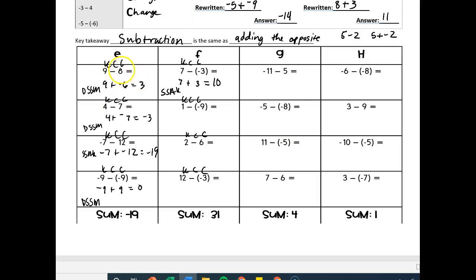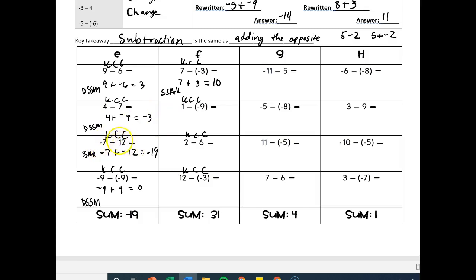So 9 minus 6, KCC: keep the 9, change the subtraction to addition, the 6 to a negative 6. It becomes 9 plus negative 6. Now we say, what's the type? They're different signs, so that's a DSSM. So 9 minus 6 is 3, you have more positives, positive 3. 4 minus 7, keep the 4, change subtraction to addition, change the 7 to a negative 7, so 4 plus negative 7. Again, different signs, subtract, so 7 minus 4 is 3, but you have more negatives, so that's why your answer is negative 3.